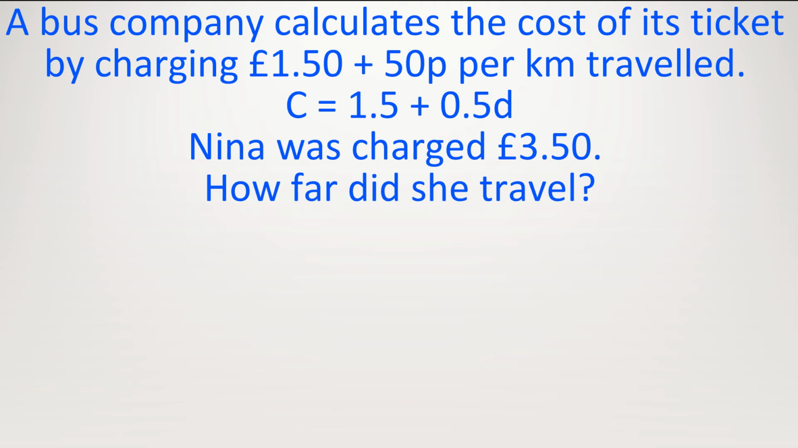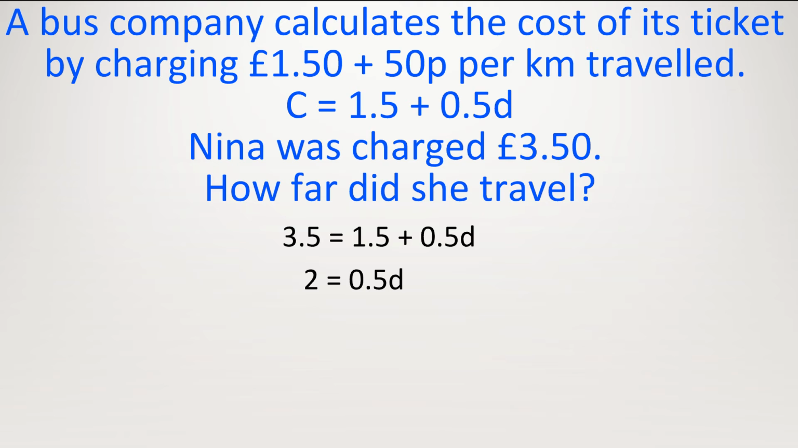The cost equals £3.50, so we substitute this in. Now let's change £3.50 into a decimal, 3.5. The first line we write 3.5 equals 1.5 plus 0.5d. Let's get the numbers together. Move 1.5 to the left. At the moment it is plus 1.5, so we minus 1.5. 3.5 take 1.5 equals 2. We get 2 equals 0.5d.